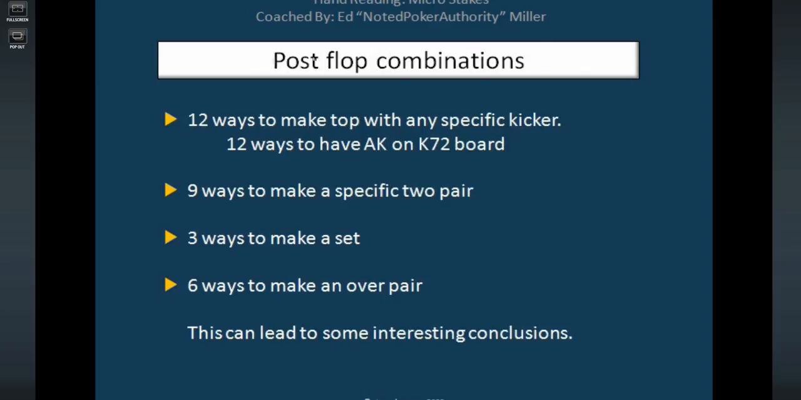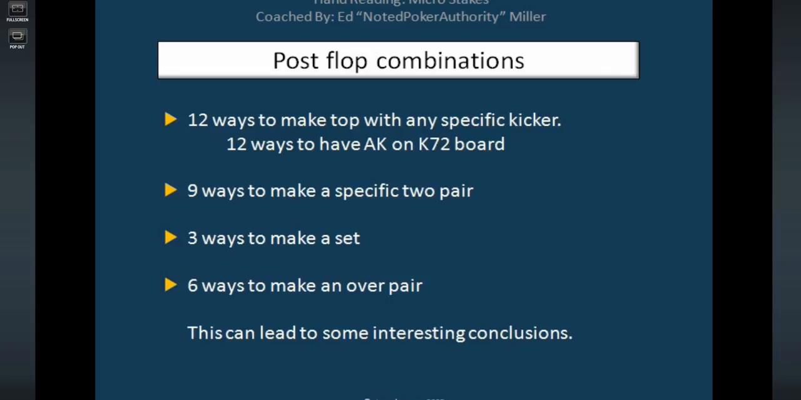Okay, so let's look at those post-flop combinations. So, first of all, there's 12 ways to make top pair with any specific kicker. So, for example, to have ace-king, if the flop comes king-7-deuce, there's 12 different ways to have ace-king. Now, notice that that's lower than the 16 ways to have ace-king preflop, and the reason is that one of the kings isn't available for ace-king. The king is on the board instead.